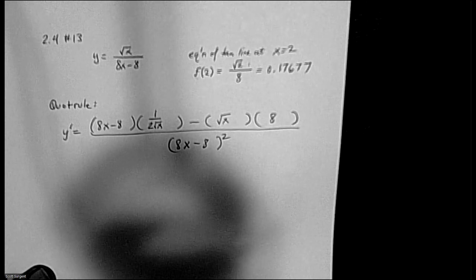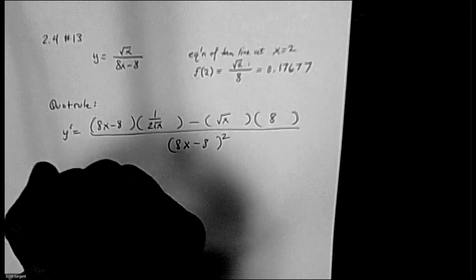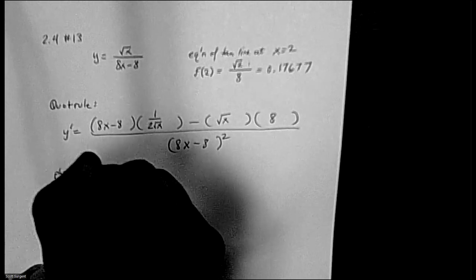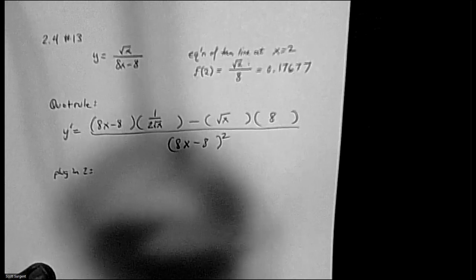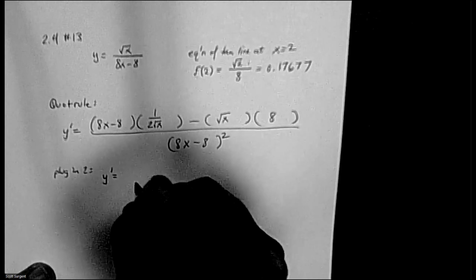Now, the question wants the equation of the tangent line. And this will give us the slope. So we have to plug in 2. What you don't need to do is simplify this. We just need to pop in a 2. It's going to be messy. Let's go ahead and do it.